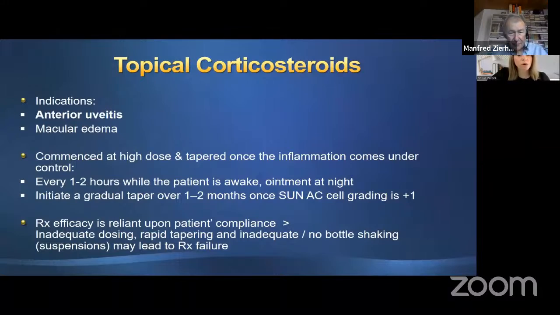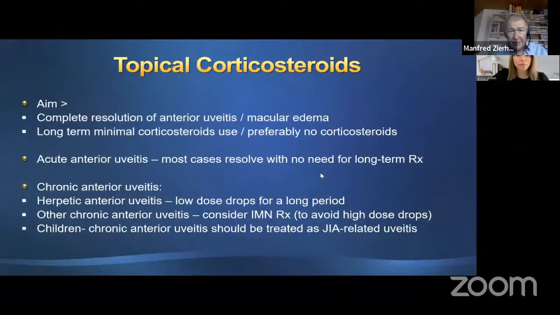We should initiate a gradual taper over 1 to 2 months once the inflammation settles down and is around +1 cells according to the SUN classification. It is important to note that treatment efficacy relies upon patient compliance, and inadequate dosing, rapid tapering, and inadequate or no suspension shaking may lead to treatment failure. The aim of treatment is, of course, to bring complete resolution of anterior uveitis or of macular edema with long-term minimal corticosteroid use and preferably no corticosteroid use.